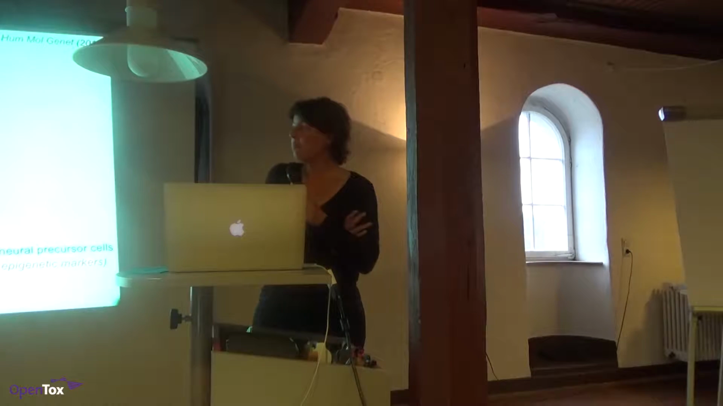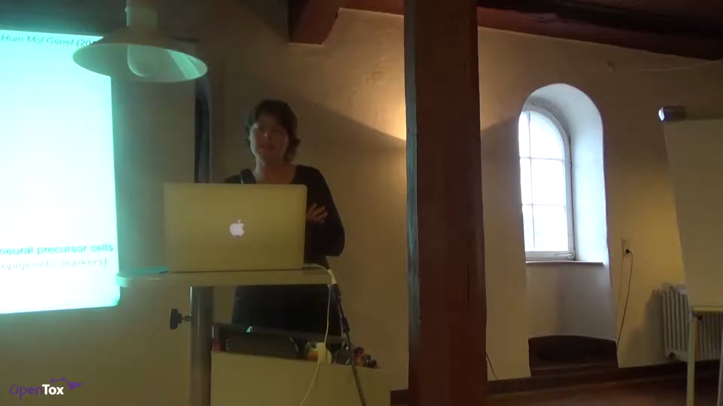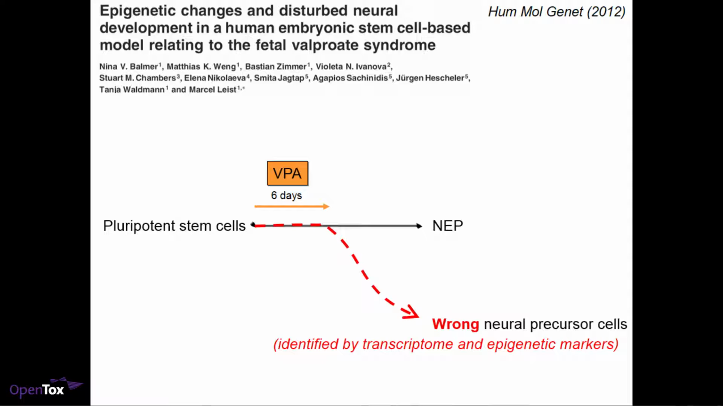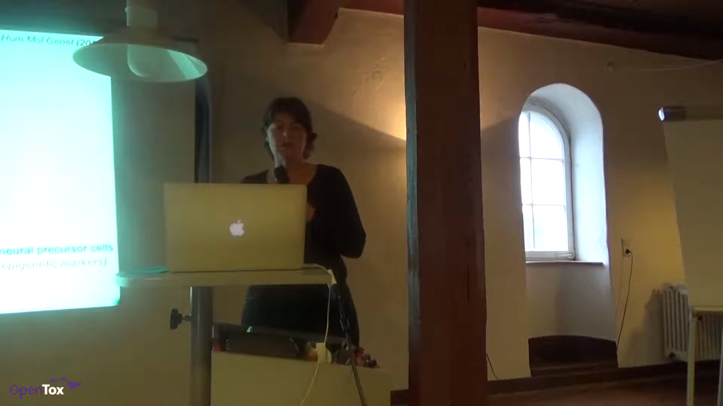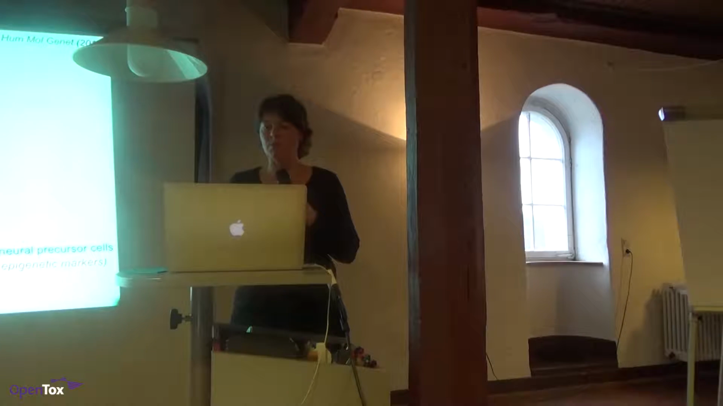In 2012 we published our first study on this test system, and of course we used VPA and treated our test system. What we found is that if we treat it for 6 days with VPA, we end up with different, or wrong, neuronal precursor cells. This was identified by transcriptome and epigenetic markers, and in this paper we did a very extensive qualitative characterization of gene expression changes. But from a toxicological point of view, it does not help us very much. So genes are changing, and yeah, so what?